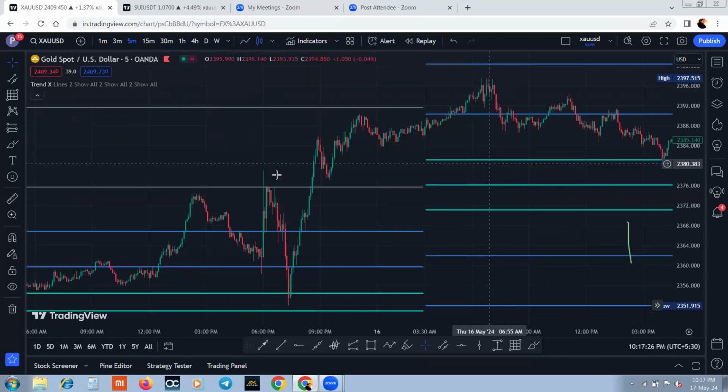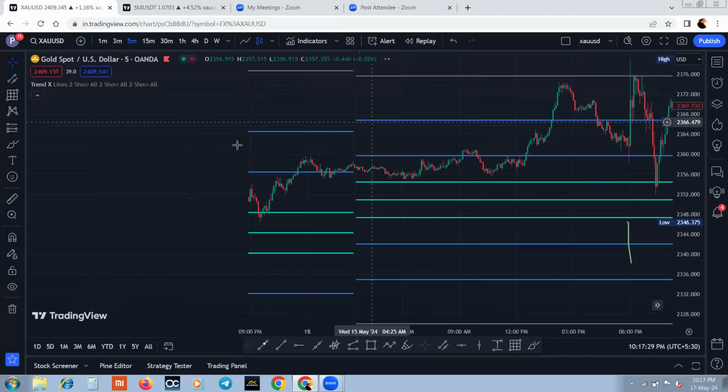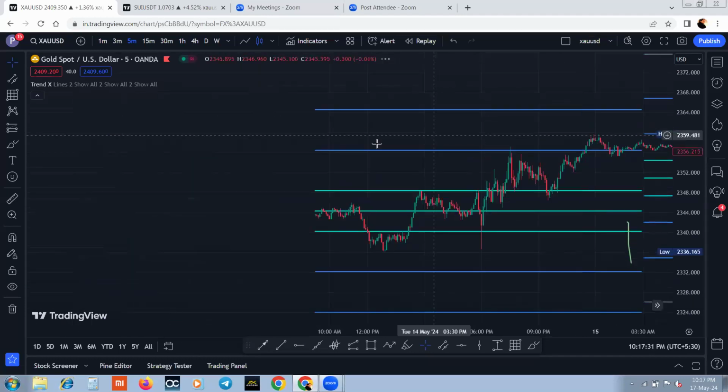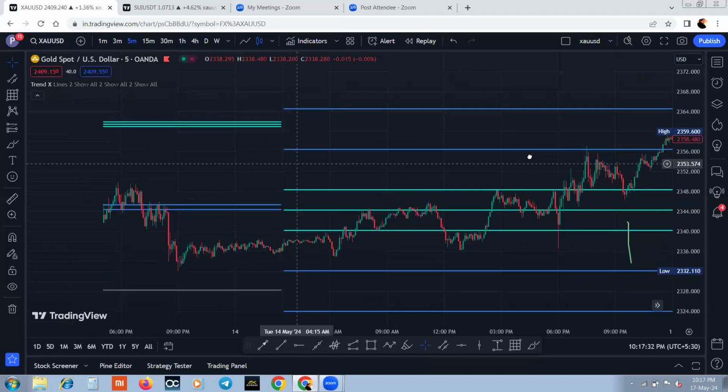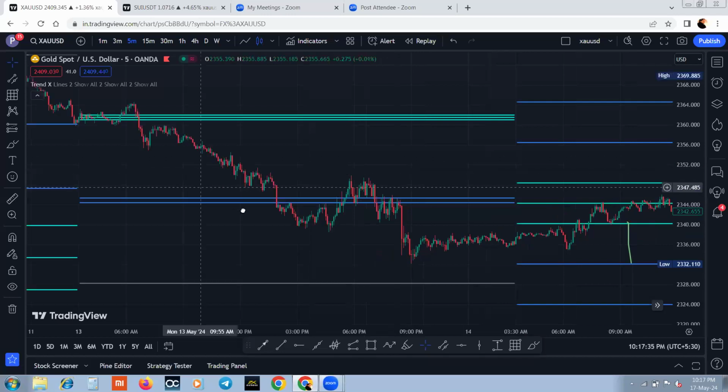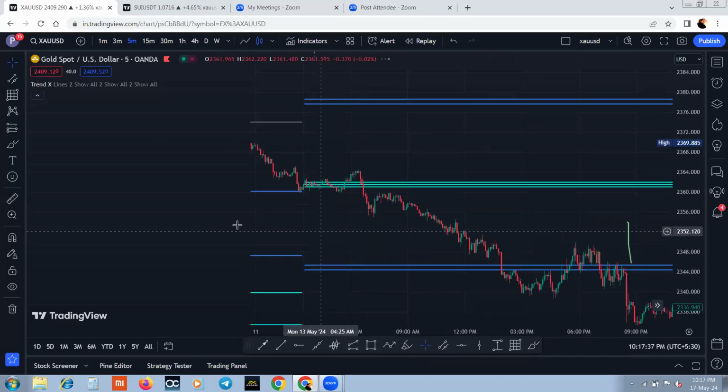I can show you many. If it's coming back from R1, it will tap your daily X. So there are more chances.